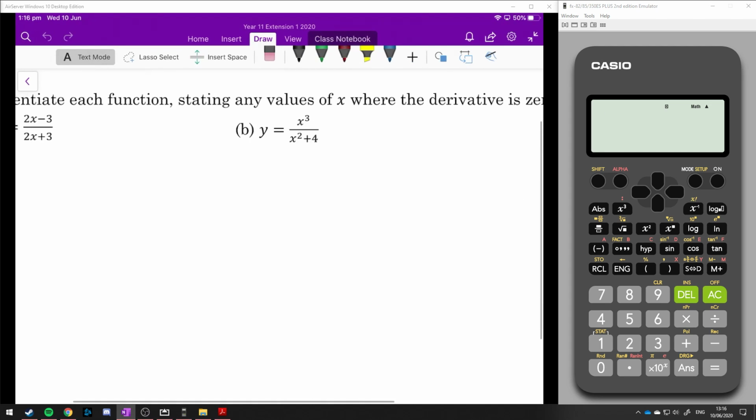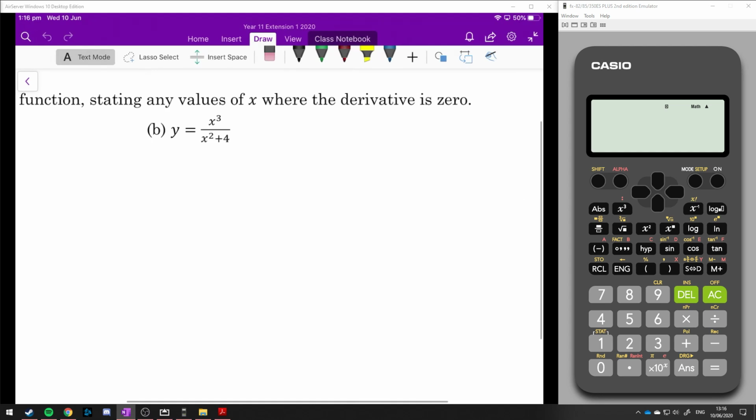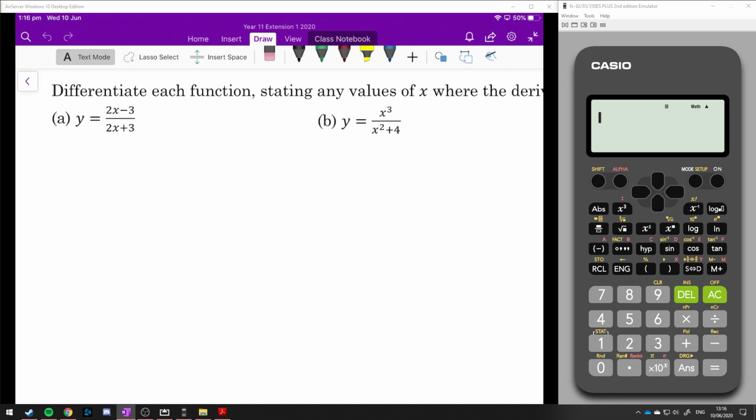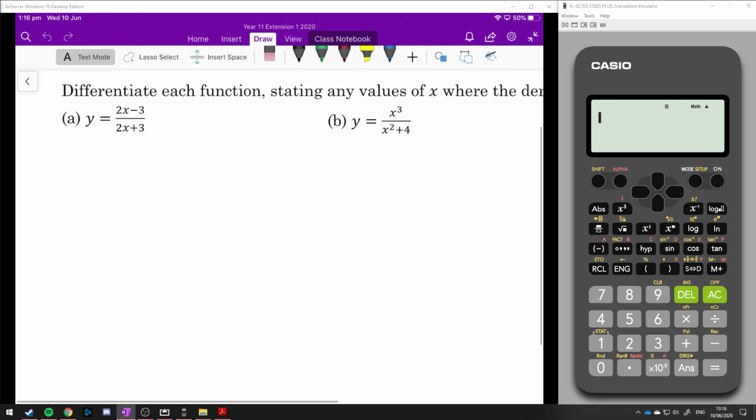Differentiate each function, stating any values of x where the derivative is 0. So once we've done our differentiation, we need to then work out, well, when is the derivative equal to 0? In other words, we're trying to find where the tangents are horizontal. So we've got y is equal to 2x minus 3 over 2x plus 3. What I'm going to do is let this be equal to u and this be equal to v.